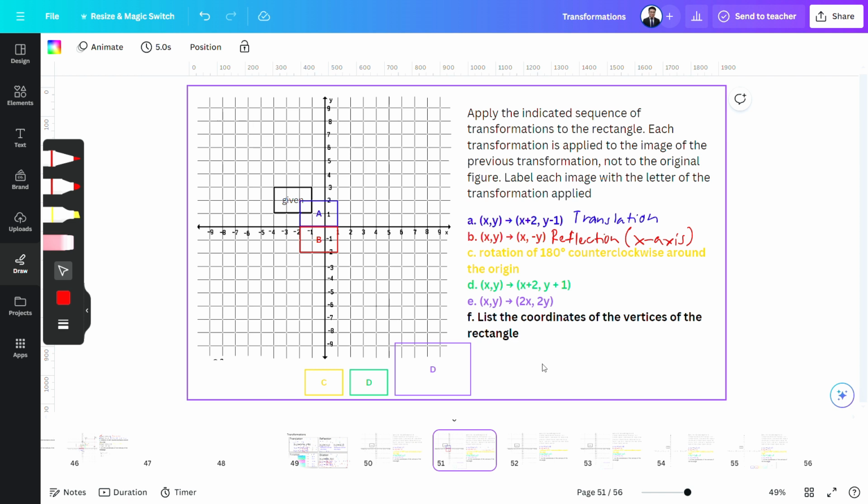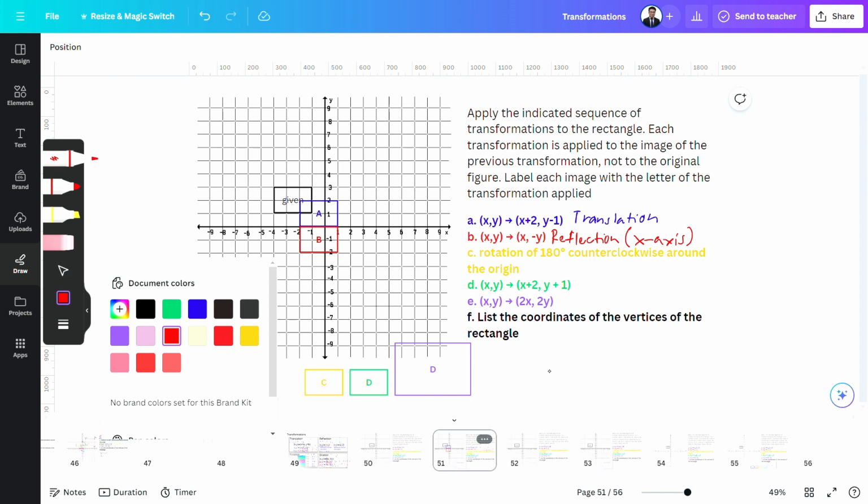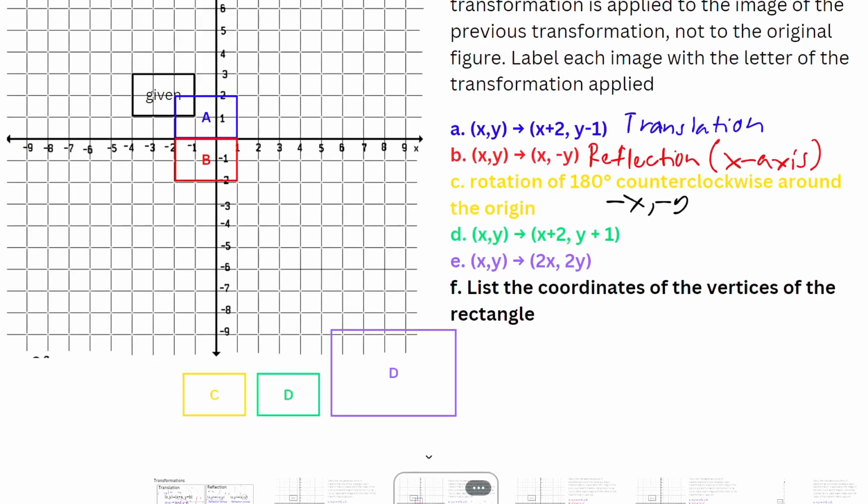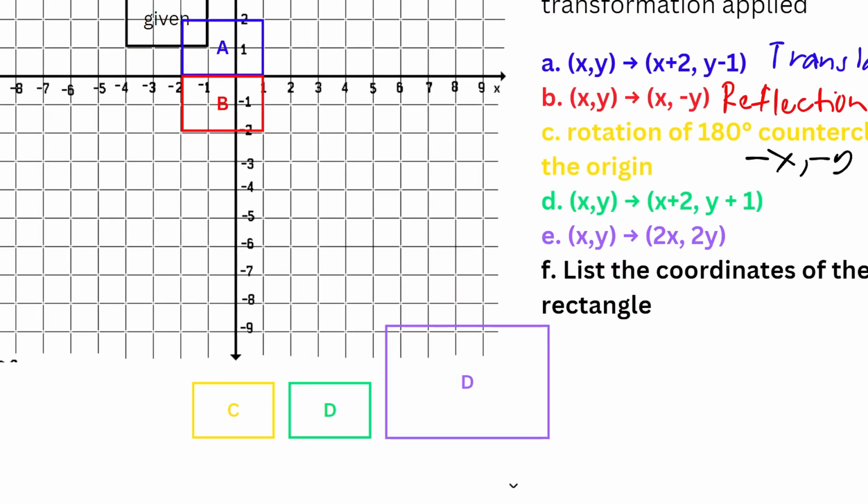So the rule for rotation of 180 degrees counterclockwise is negative x comma negative y. We can actually use that. Let's try to find first the coordinates here. What are the coordinates of our rectangle B?